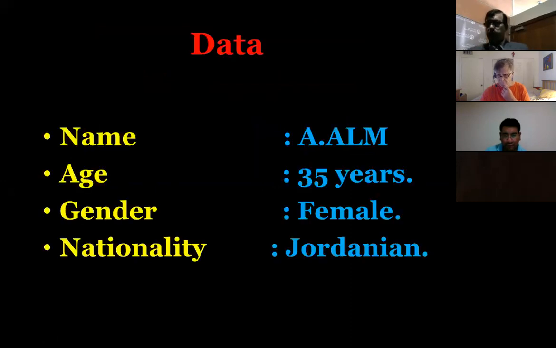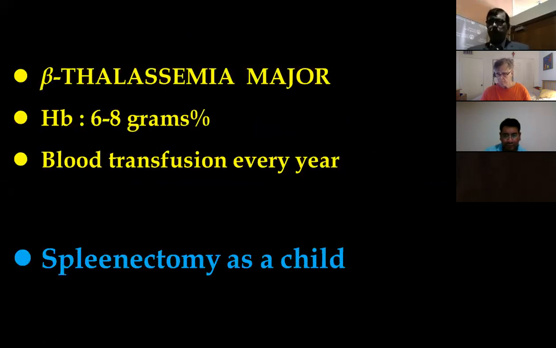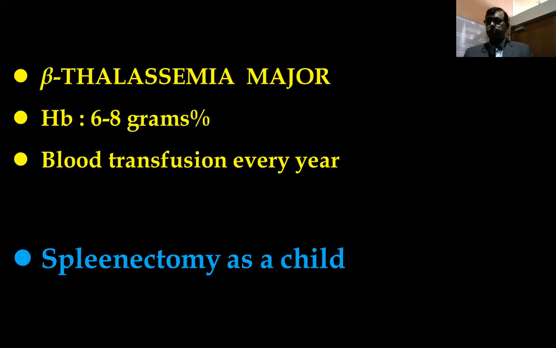Our case for today is a 35-year-old female patient from Jordan. It's beta thalassemia major, and we understand what beta thalassemia is. As we said, it's the beta chain or beta globin, and both alleles are affected, causing severe manifestations. Her hemoglobin lies between 6 and 8 grams, and she had multiple blood transfusions every year. As a child, she had a splenectomy.